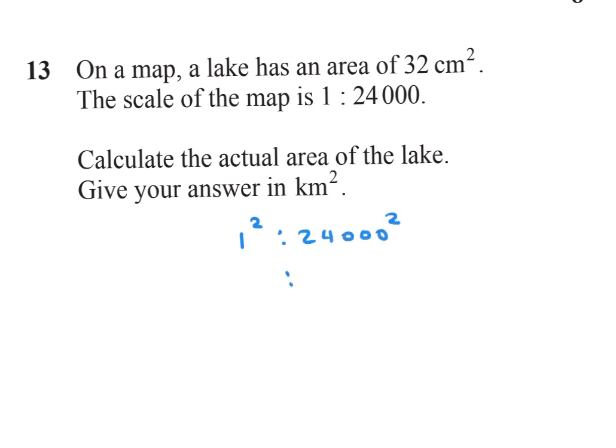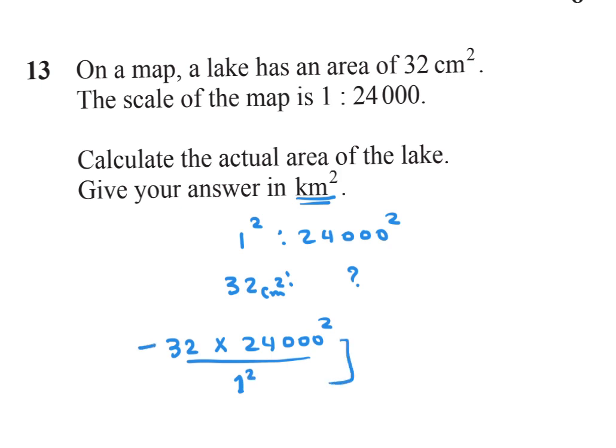Now this is map area to real area. We have the map area, 32. Now we can find the real area. Because the map area is in centimeters squared, the answer will be in centimeters squared. Later we can convert to kilometers squared. So now cross multiply to find the actual area: 32 times 24,000 squared divided by 1 squared. The answer will be in centimeters squared.